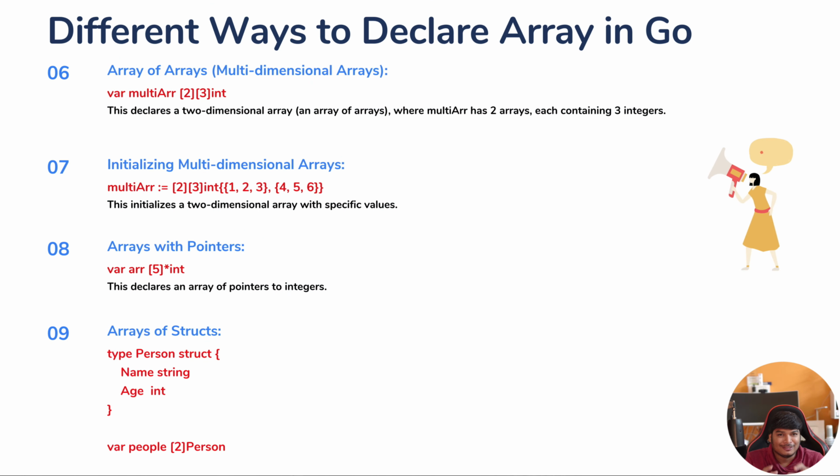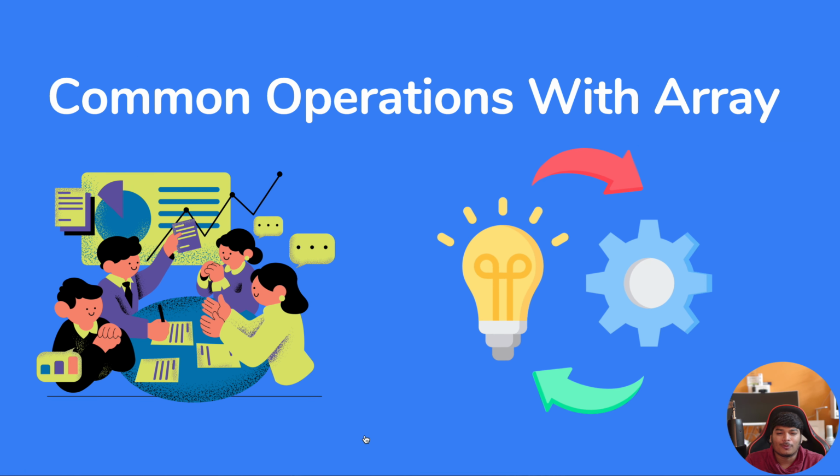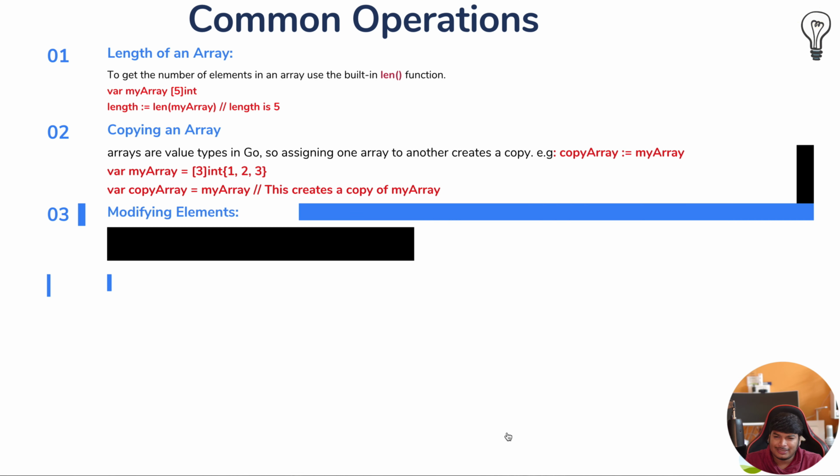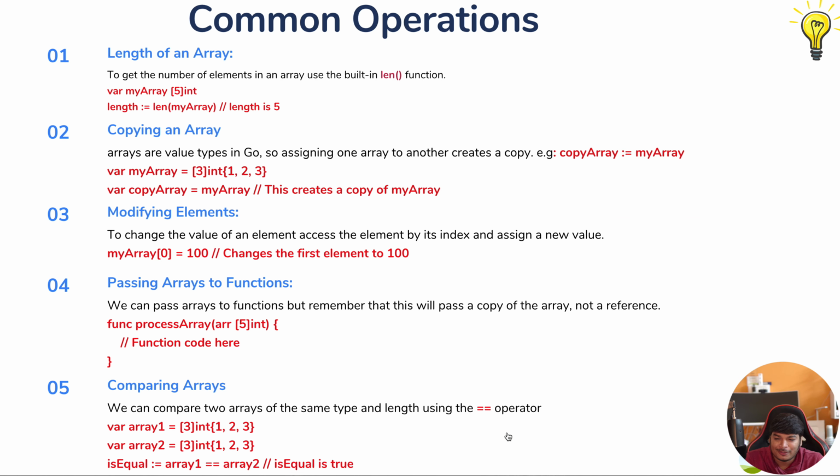Now that we have learned the different ways we can declare an array, it is time to learn about the common operations with arrays. I have covered a total of 5 use cases. There are many, and as we move through the course, we'll learn more, but the 5 common operations I will cover are: first, checking the length of an array, and using this length.